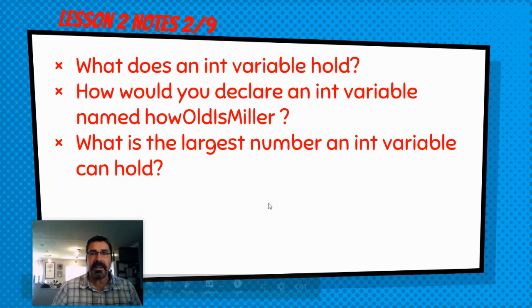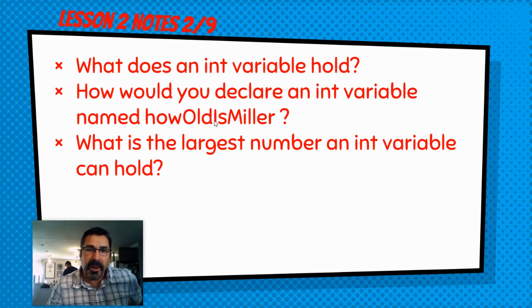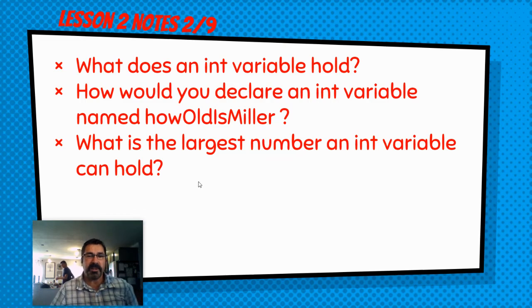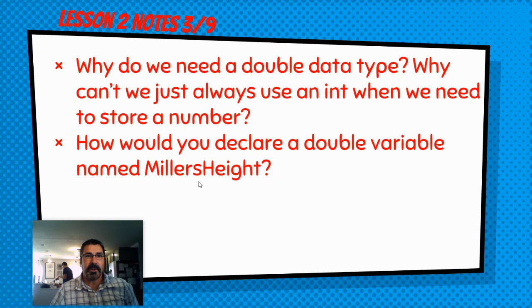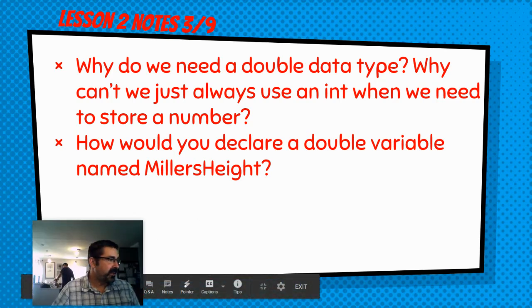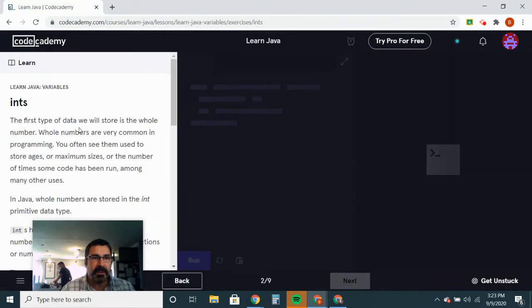Okay, what does an int variable hold? How would you declare an int variable named howOldIsMiller? I'm going to let you struggle with that one on your own. What is the largest number an int variable can hold? You're going to have to look that up, and you have to read the material to find that. All right, so let's take a look at the next section here.